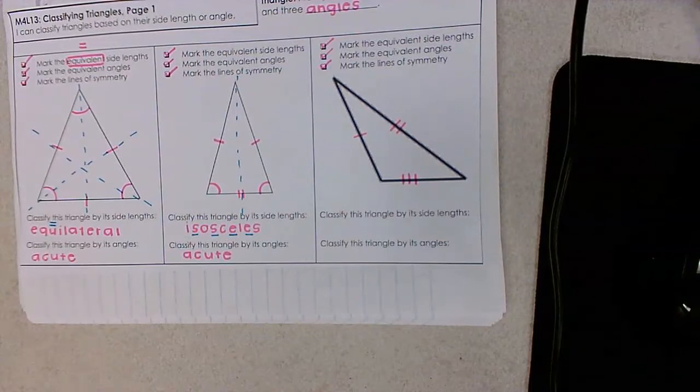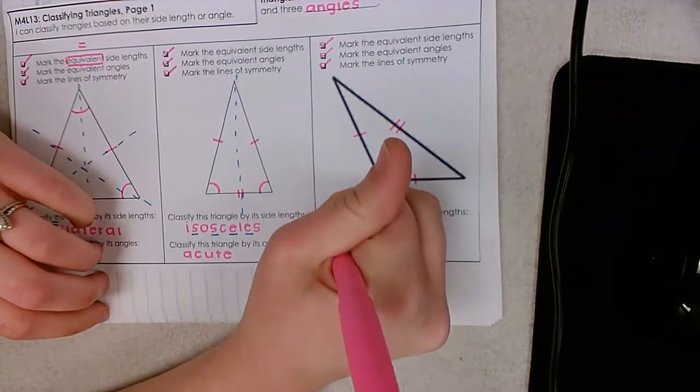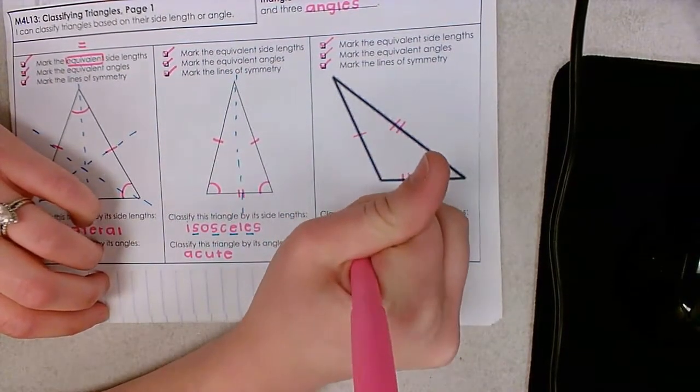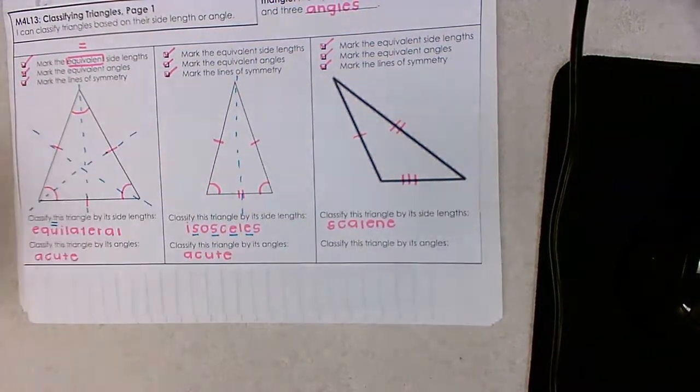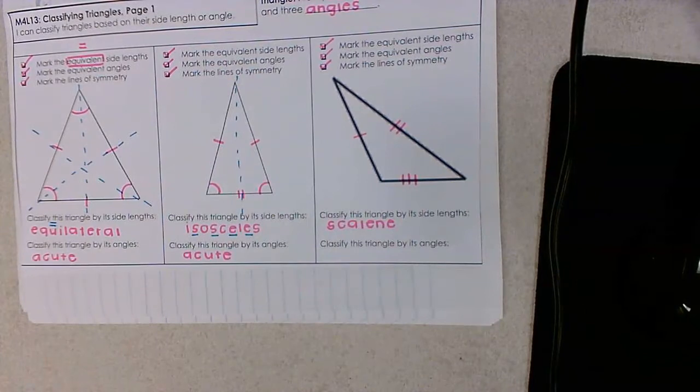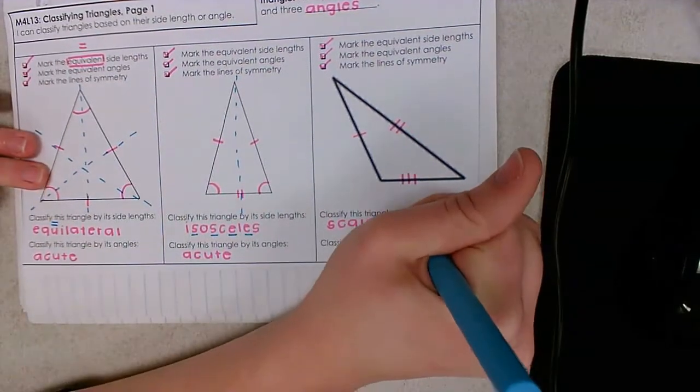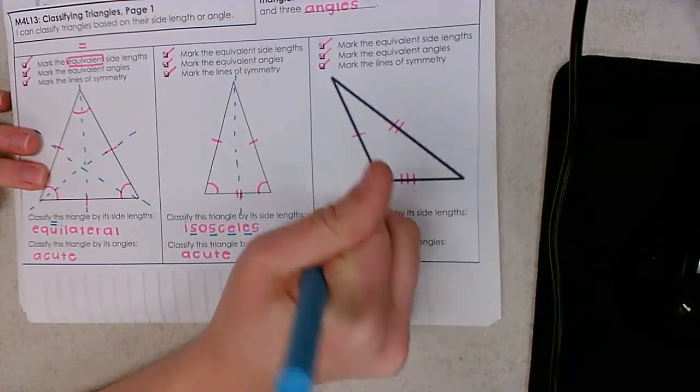We call it Scalene. I want you to think of Scalene like your crazy friend, Scalene, who's so unpredictable. Scalene, you never know what she's going to do next. She's got different side lengths. She can have different angles. She's got no lines of symmetry. That darn Scalene is crazy. Scalene, you never know what she's going to do next.